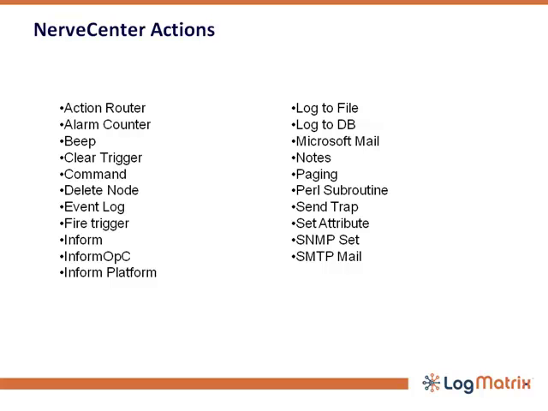It does mail, Microsoft Mail. It writes notes to itself. It'll do paging. It'll run Perl subroutines. It'll send another trap or send a trap to another device. It'll do a set attribute. And we'll talk about set attributes because there's some things that are funky in there, but we'll talk about those. We can do SNMP sets, and we can do the SMTP mail server. We can send a piece of mail. So there's really a lot of stuff that we can do here. This is the list of actions.